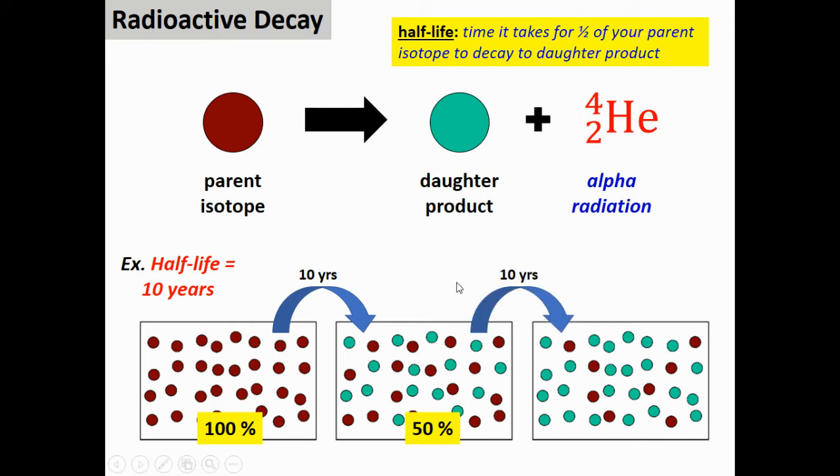After 10 more years, that's another half-life, we will see that we've got 25% of the circles are brown and the rest are all blue. And 10 more years, we'd get to 12.5% would be brown. And eventually you'll get so that 0 of the parent isotope is left. Half decays to the daughter product every half-life.